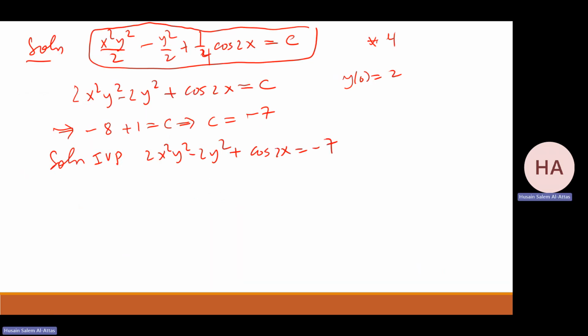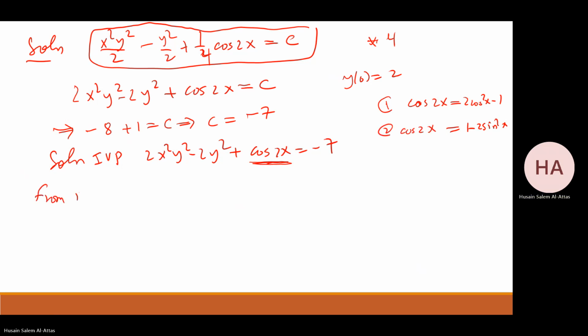That will lead me to what? Notice what he was doing. He tried to write cosine 2x in a different format. I know cosine 2x is equal to 2 cosine square x minus 1, and it's equal to 1 minus 2 sine square x. Okay, so if I have this one, let me say 1 and 2.